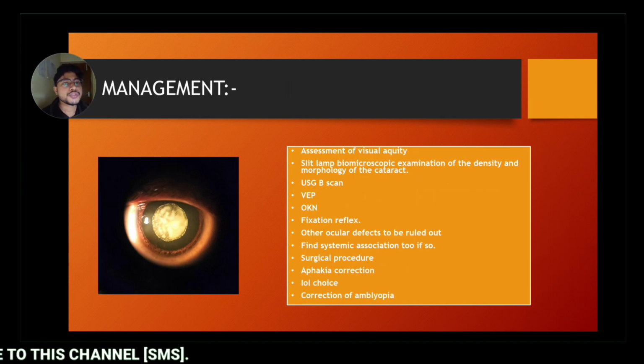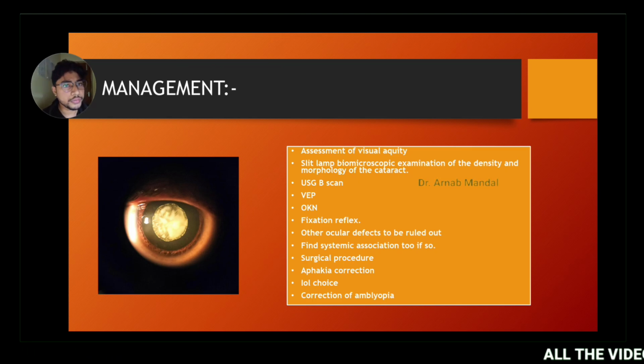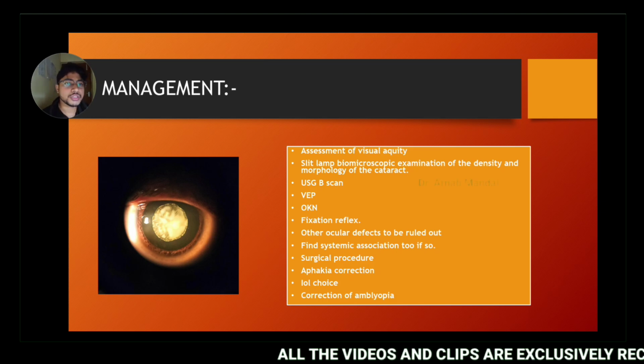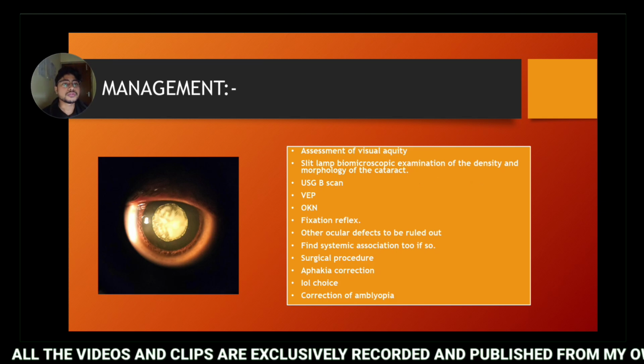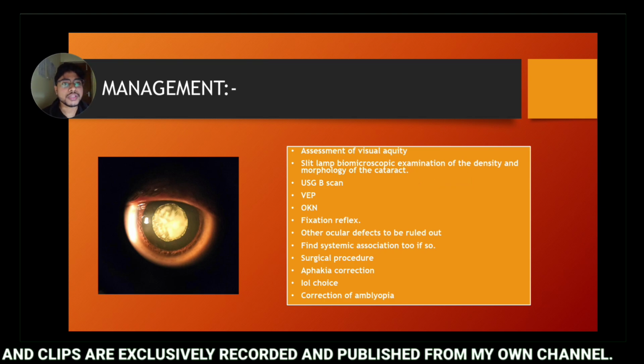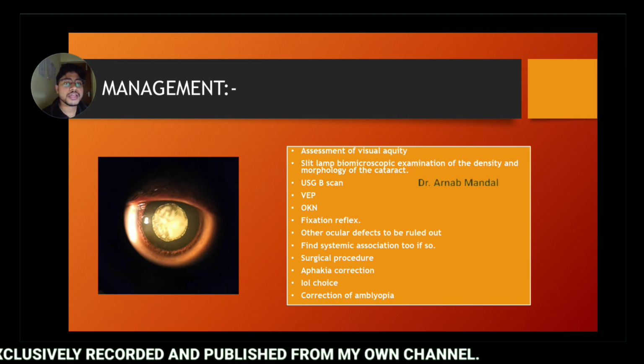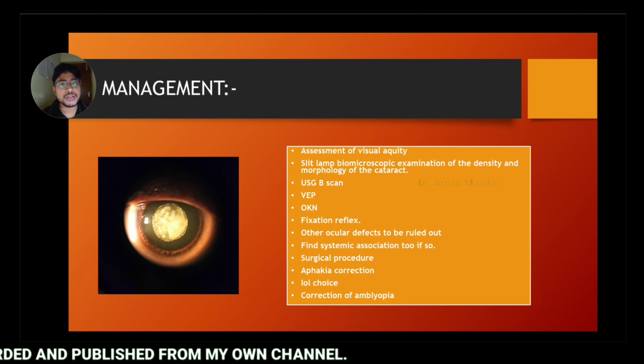Now regarding the management of this case, at first we will assess the visual acuity, followed by a slit lamp biomicroscopic examination to rule out the type of cataract and also to know the density of the cataract. Then we will go with USG B scan to rule out any intraocular pathology.